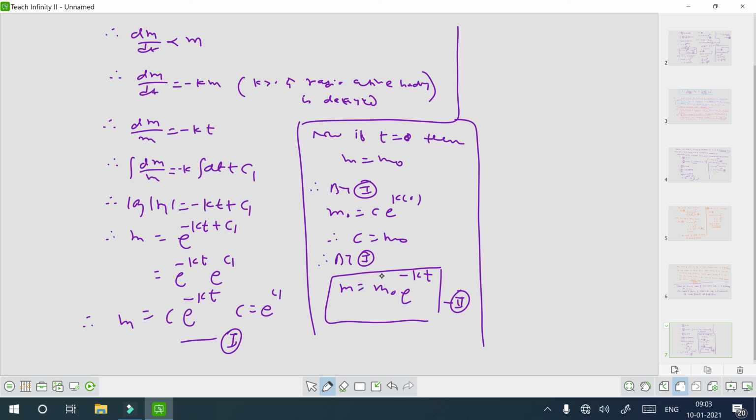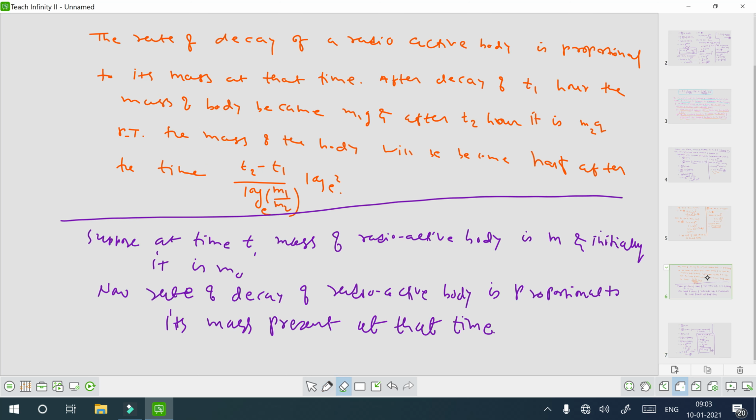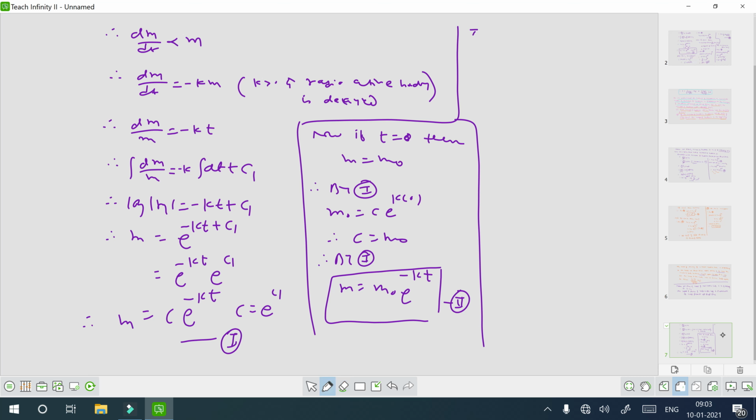Now what is given to us? See, at time t1 hour, the mass of body is m1 gram. After t2 hours, it is m2 gram. Use that here. If t equal to t1, then m equal to m1. So by 2, m1 is equal to m0 e raised to minus kt1. Say result number 3.